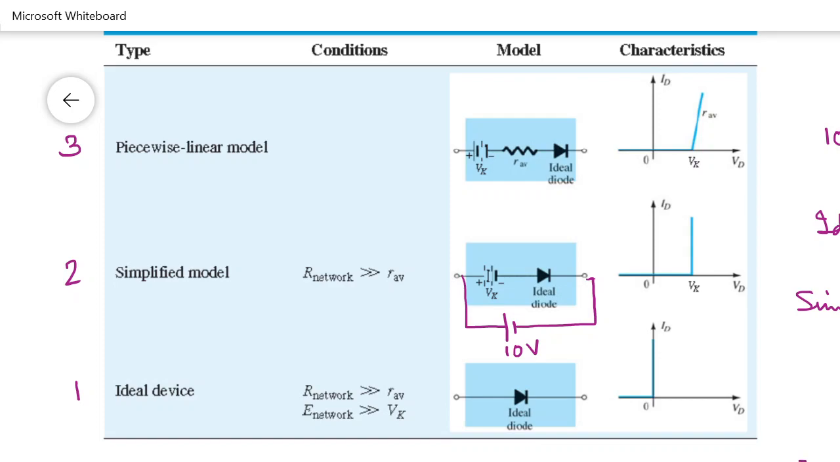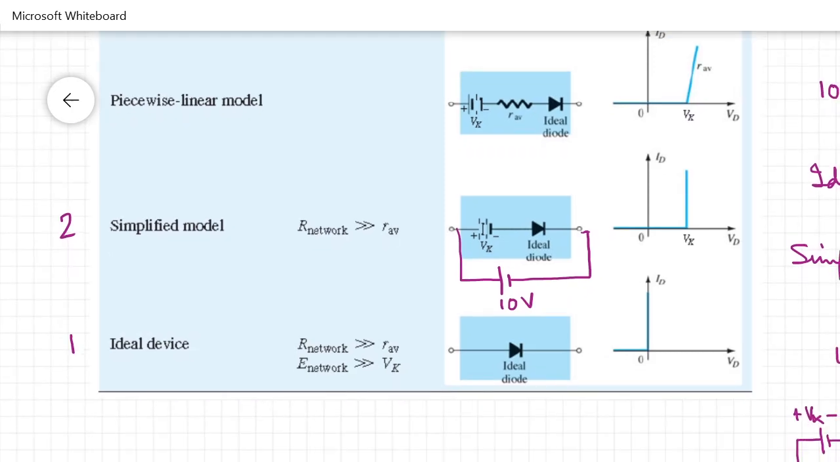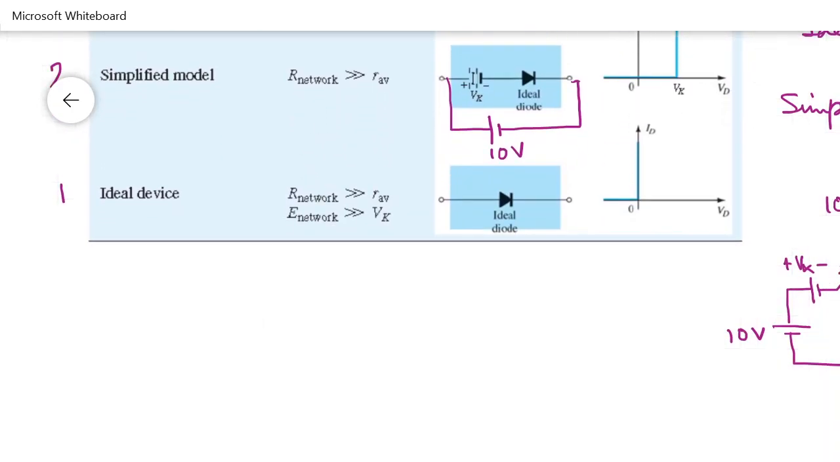This is plus minus Vk, this is the RAV, and this is the diode. Here there is no voltage, no resistance in this symbol. So additional resistance and potential drop has been introduced in the third approximation. Now you calculate what would be your I.